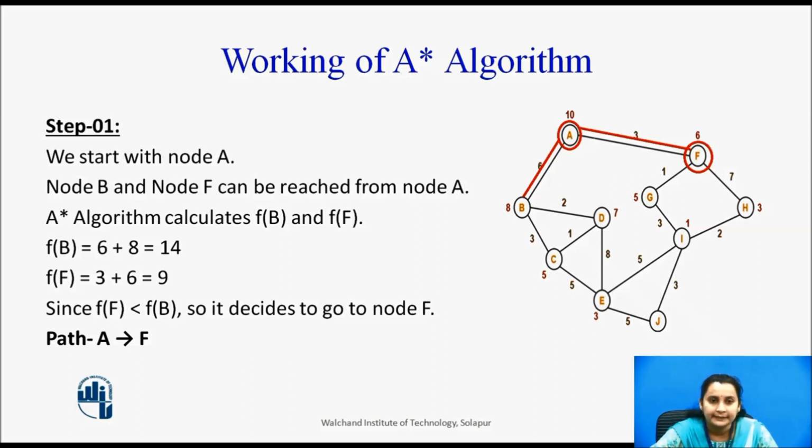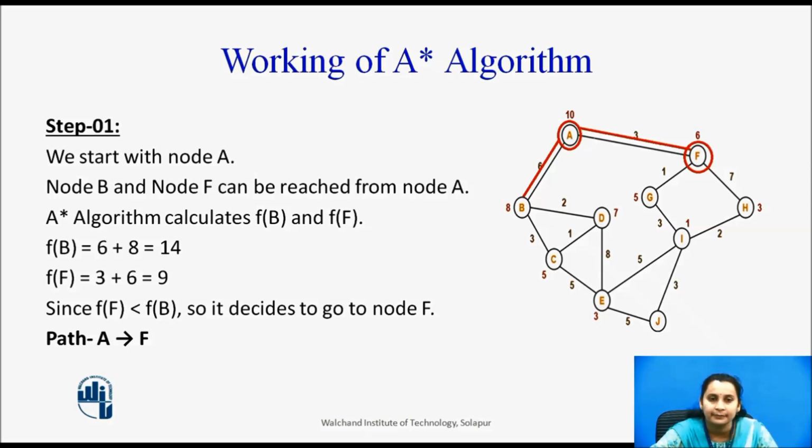Here we know that f of B is equal to g of B plus h of B. A to B, the distance is 6, and h of B is 8. So we get f of B as 14 and f of F as 9.